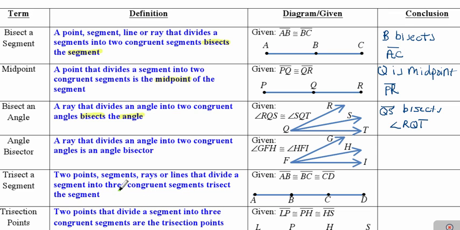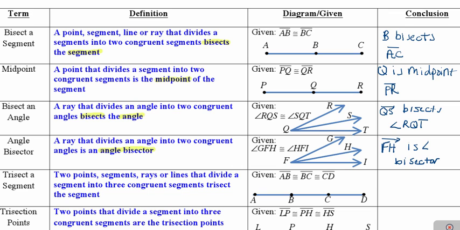Now similarly, a ray that divides an angle into two congruent angles is called the angle bisector. Diagram again very similar. Angle GFH is congruent to angle HFI. So the conclusion that we can make is that ray FH is an angle bisector. Again, even though these two things are very similar, depending on what you are trying to prove, that's how you are going to determine which vocabulary word to use or which conclusion you can use.